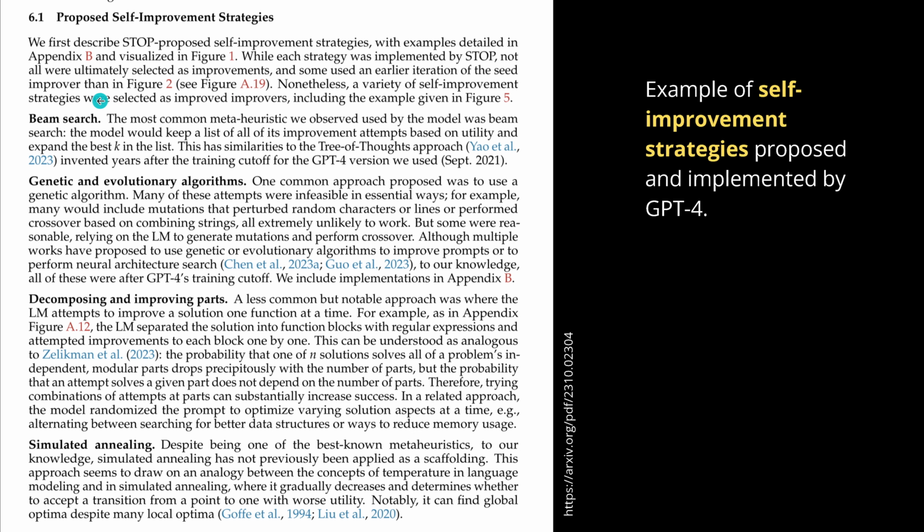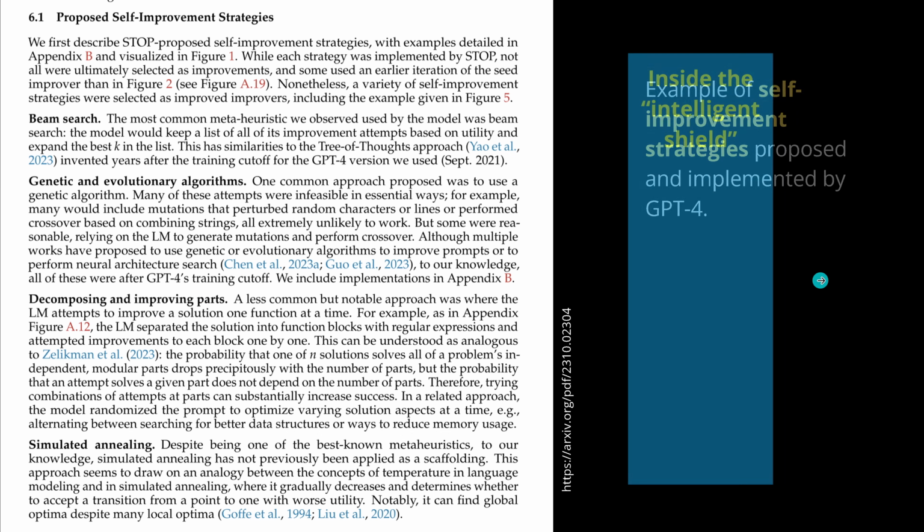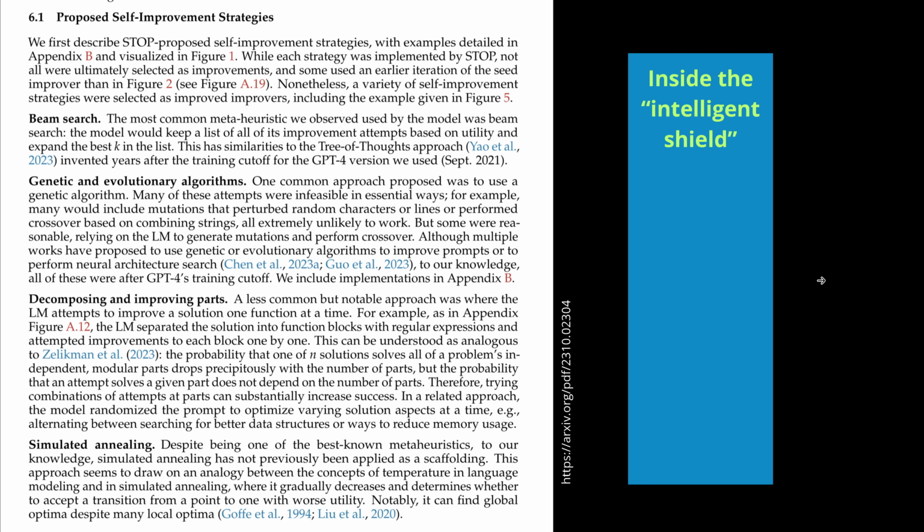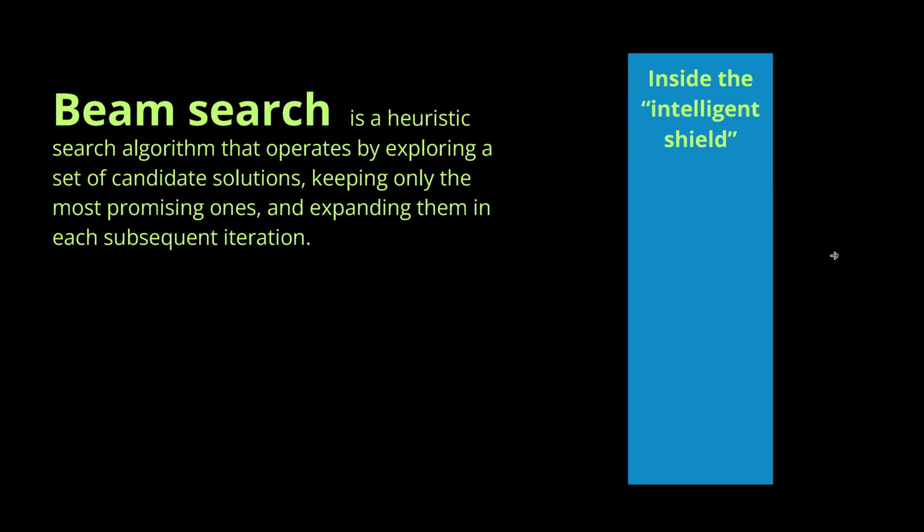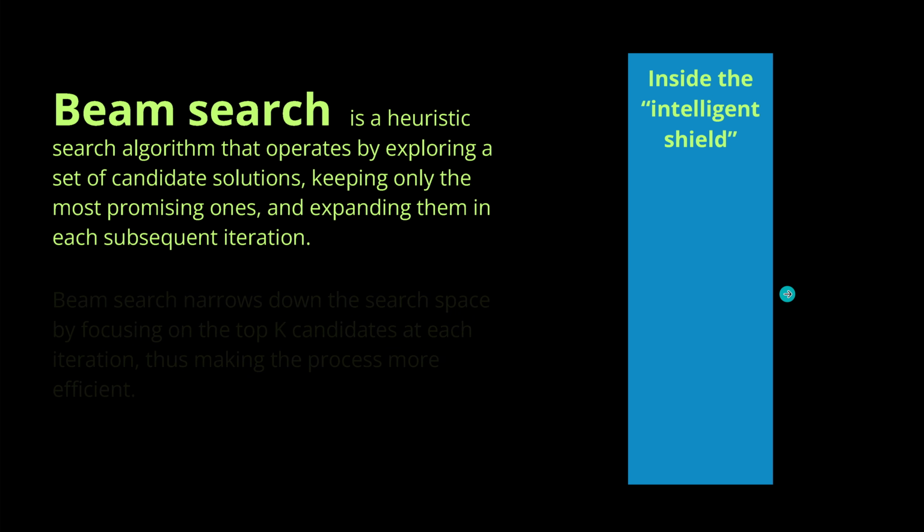Beam search as the first one, we have a look at this. Genetic algorithms, decomposing, we already did this, and simulated annealing. Beautiful. So let's have a look now at inside the shield, and let's have a look at what they found. First element is beam search. Beam search is a heuristic search algorithm that operates by exploring a set of candidate solutions, keeping only the most promising ones and expanding them in each subsequent iteration.